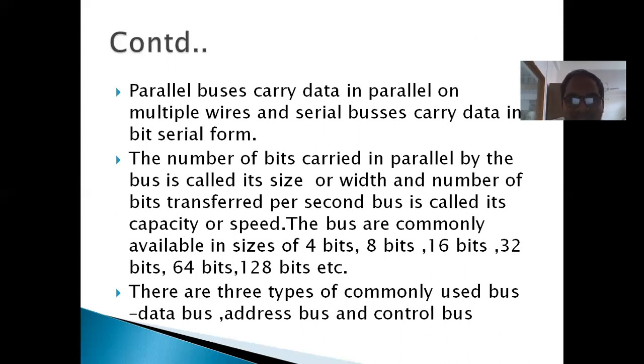Now parallel buses carry data in parallel on multiple wires, and serial buses carry data in the serial form. The number of bits carried in parallel by the bus is called the size or width, and the number of bits transferred per second is called the capacity or the speed of the bus. The buses are commonly available in sizes of 4 bits, 8 bits, 16 bits, 32 bits, 64 bits, and so on. It will be 2 to the power numbers.